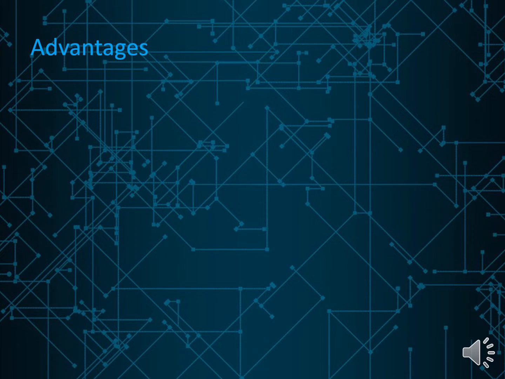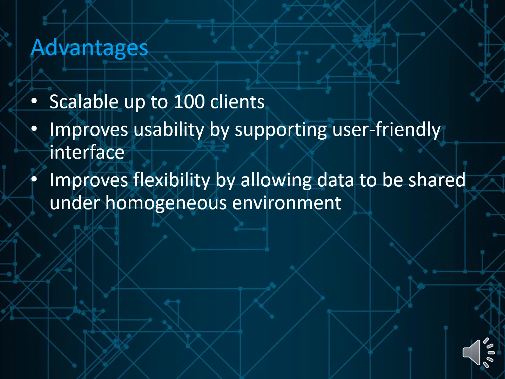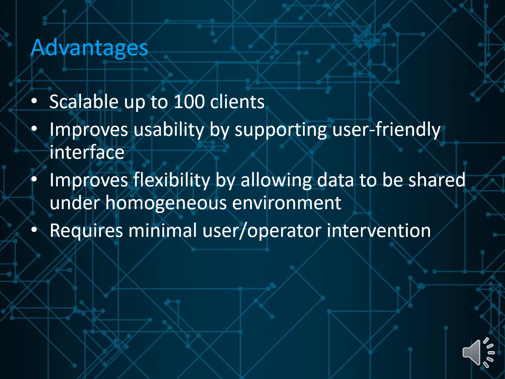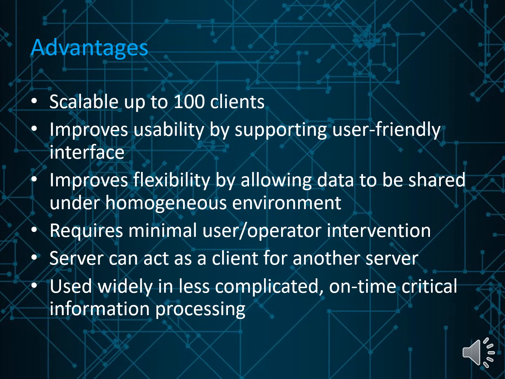And what are all the advantages of this two-tier architecture? It is scalable up to 100 clients, improves usability by supporting a user-friendly interface, improves flexibility by allowing data to be shared in a homogeneous environment, and it requires minimal user or operator intervention. A server can act as a client for another server. It is mostly used in less complicated, time-critical information processing.